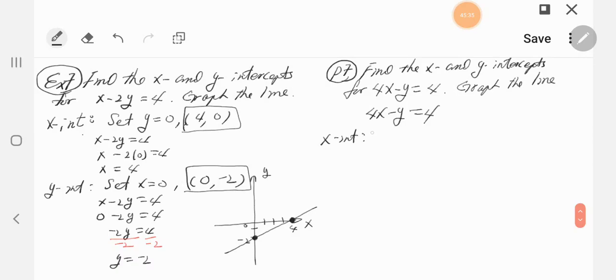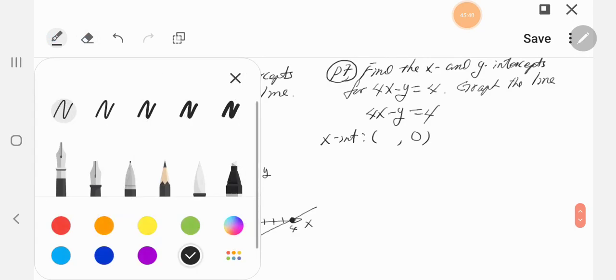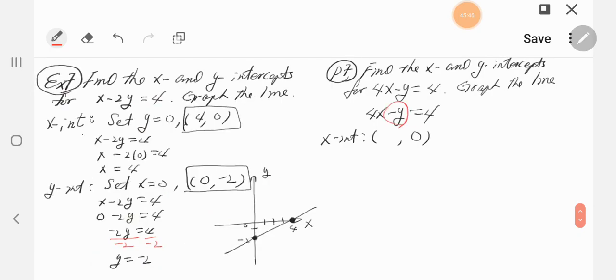We want to find the x-intercept. Then what? Set the y value equal to 0, right? Y value equal to 0. So y value equals 0 means this part becomes 0, right? So why don't we just cover up the minus y. Get rid of it. So we have only 4x is equal to 4, right? 4x equals 4, because negative y is 0. Then from here, divide each side by 4, so x equals 1. So this is the x-intercept.